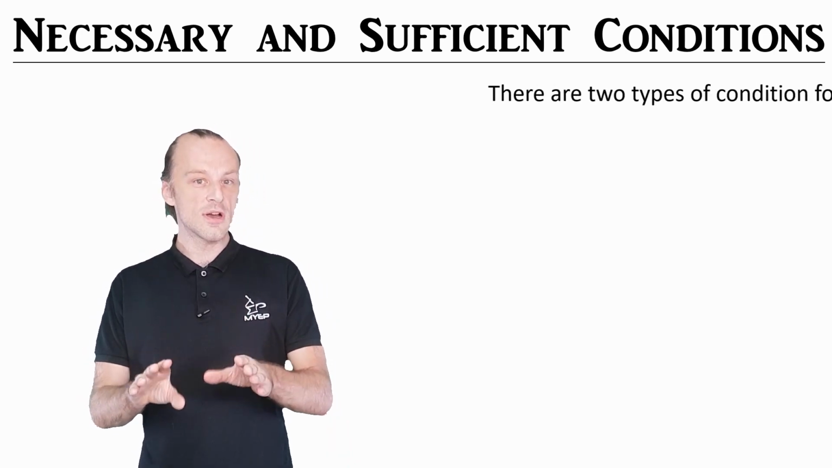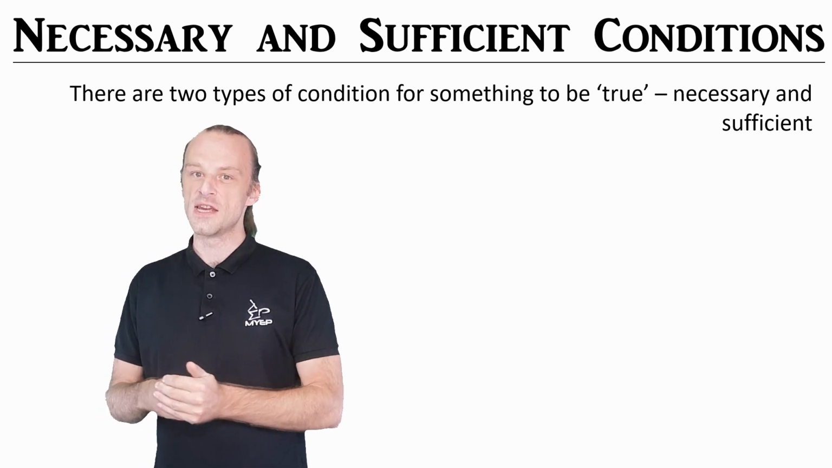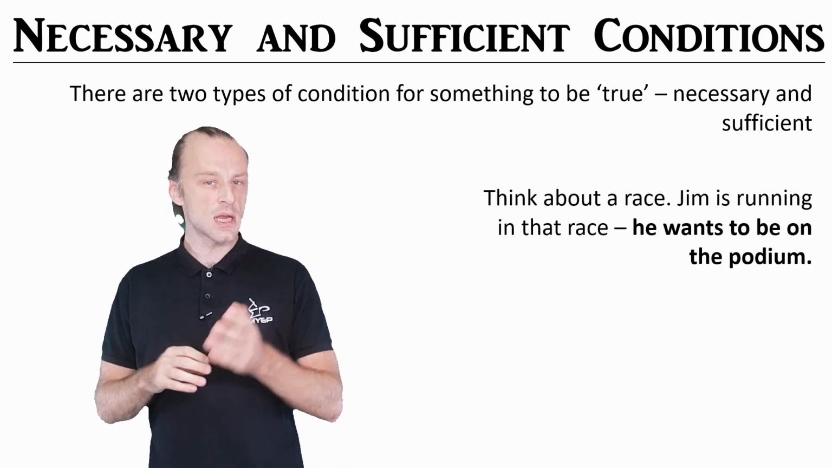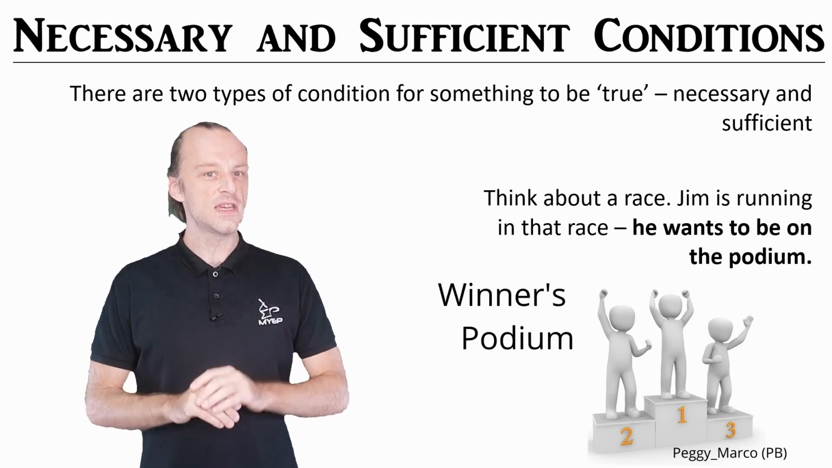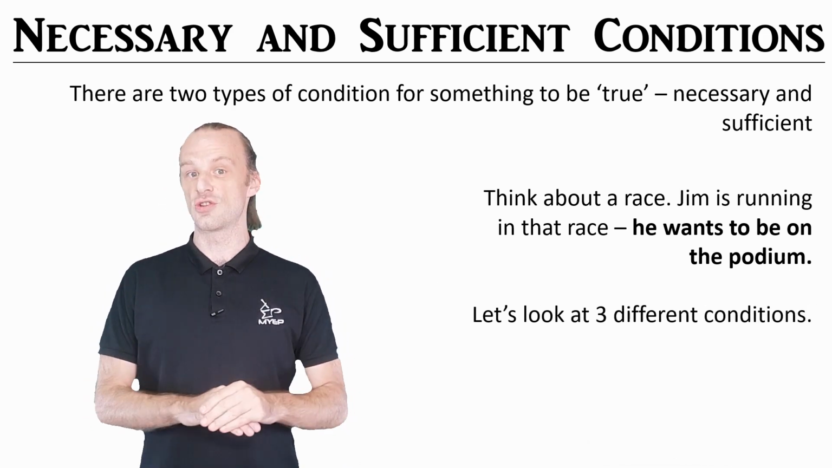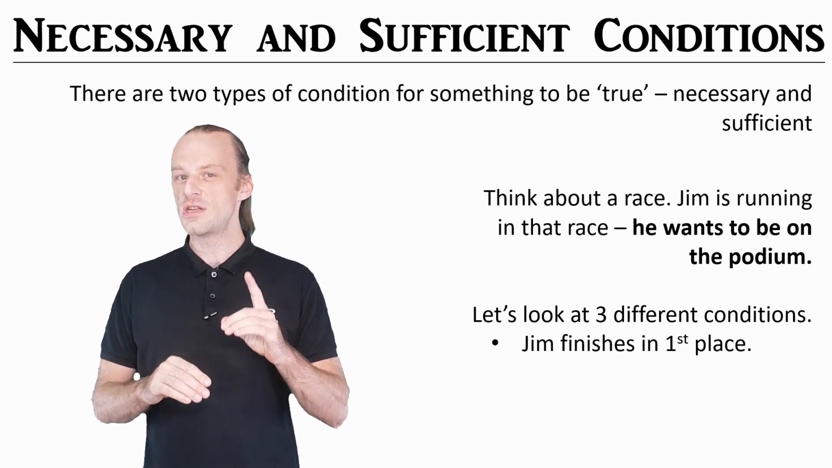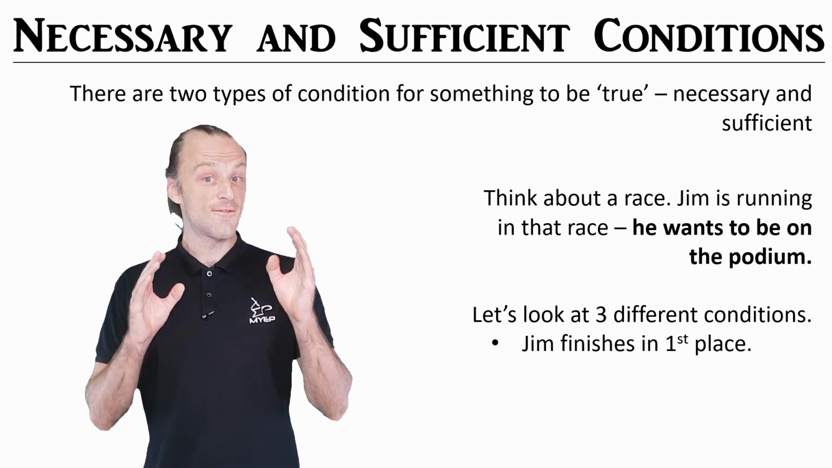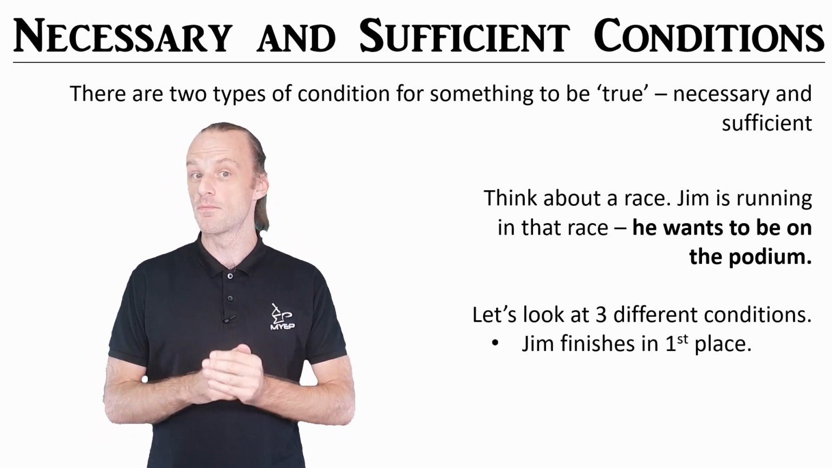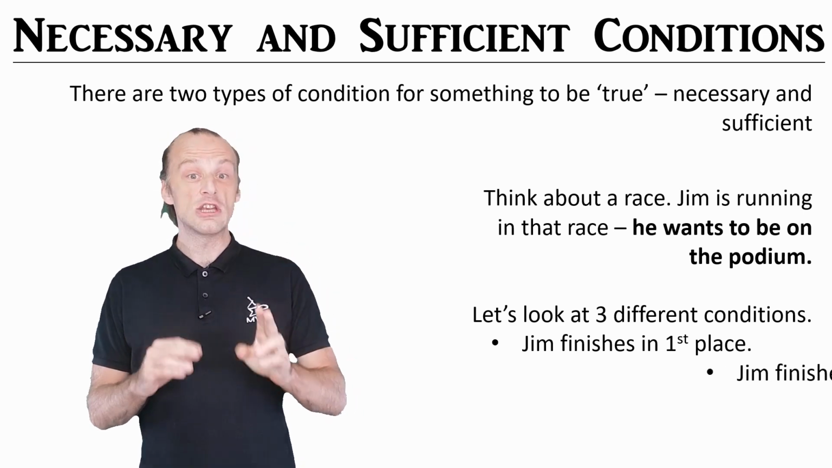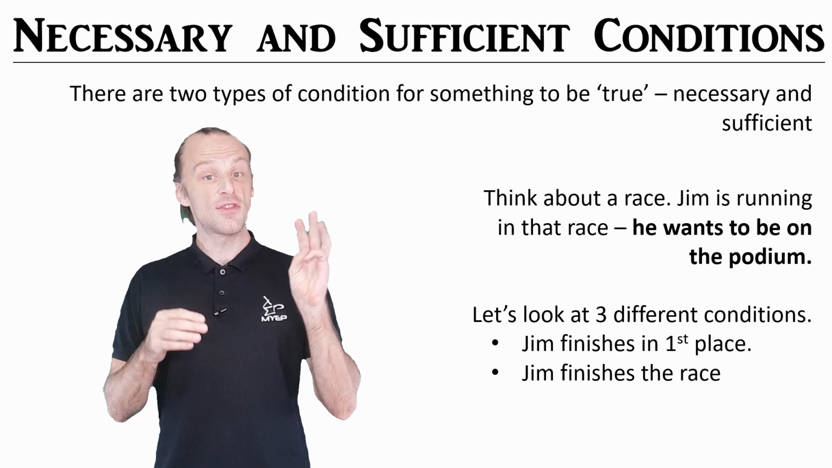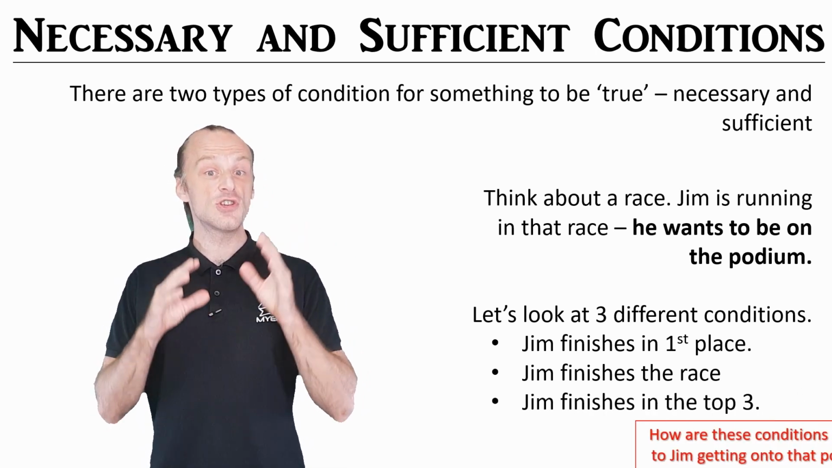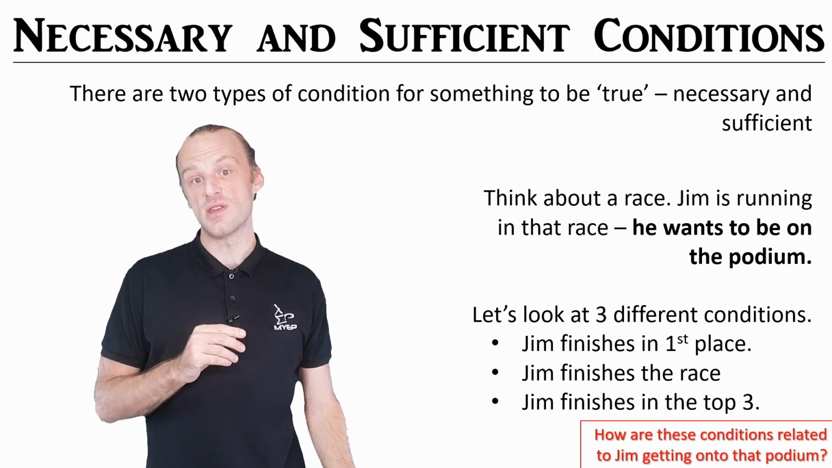To see how they work, let's think about a running race. Jim is in the race and he wants to be on the podium at the end. Now, think of three different conditions for Jim finishing the race. The first condition is, Jim finishes the race in first place. Great job, Jim. The second condition is, Jim just finishes the race. We don't know where. And the third condition is, Jim finishes the race as one of the first three runners.